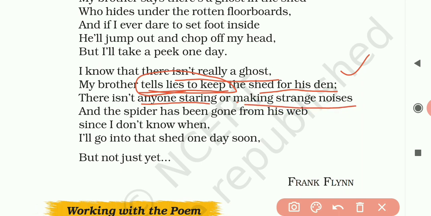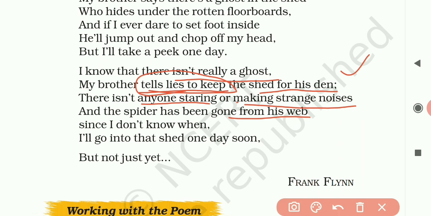Nobody is there. Nobody is staring at me. Okay, and there are no strange sounds. Noise means sounds. There are no strange sounds. कोई अद्भुत आवाज़ भी नहीं आती. And the spider has been gone from his web. वहाँ जो spider web था, from that spider web, the spider also has gone to another place. It has left that particular place.